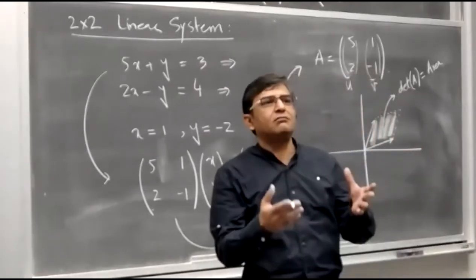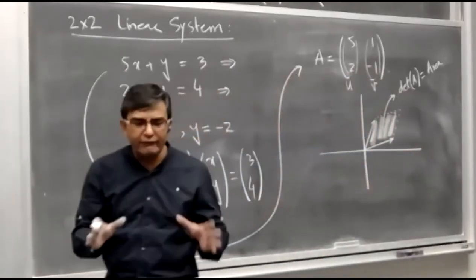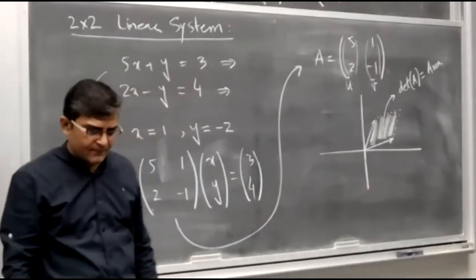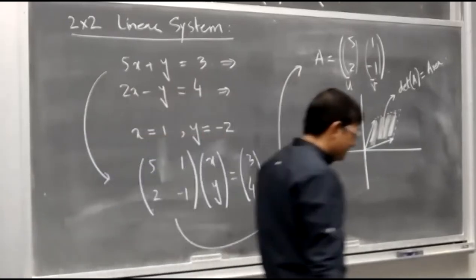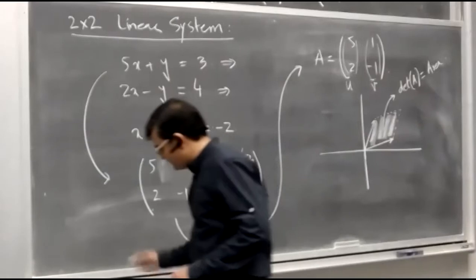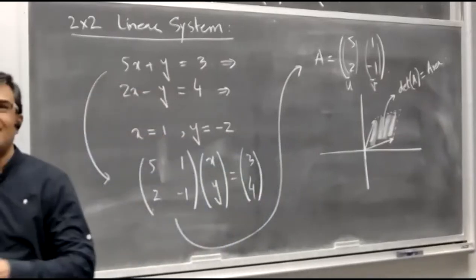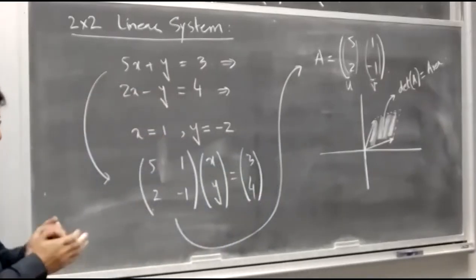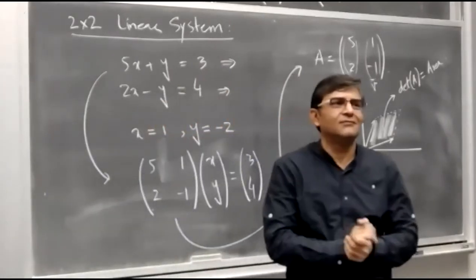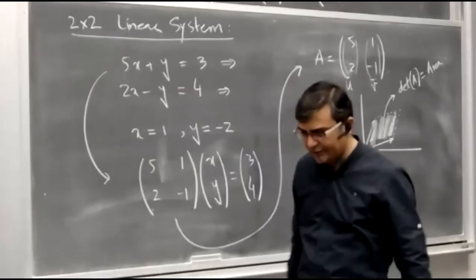Who asked the question? Are you okay with the response? Yes, sir, I get it. So basically, sir, if we have a linear system and we put it in matrix form, we can just check by the determinant method whether or not we have a unique solution. Yes, this is the way. Thank you, sir. Okay, good.